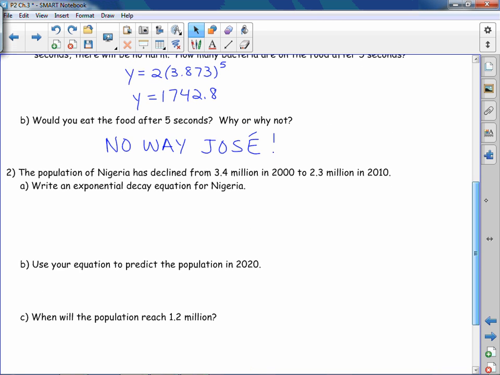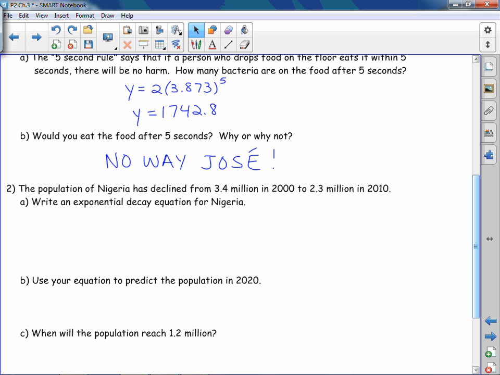Are they going to be more problems like this? Yes, they're going to be word problems like this. That's why I'm making you write them down.